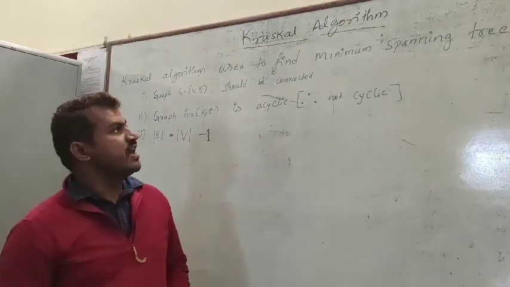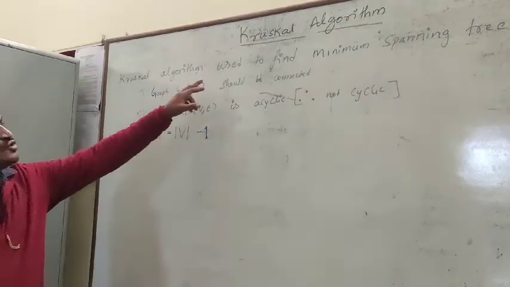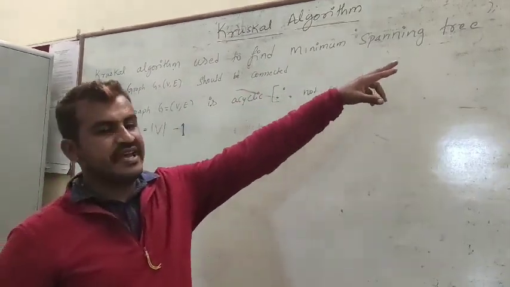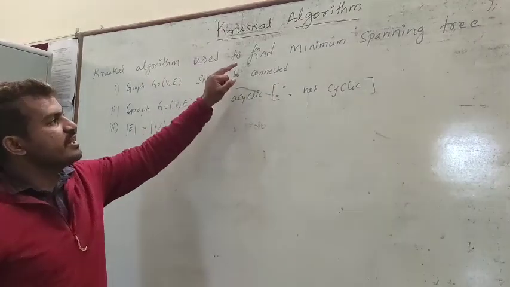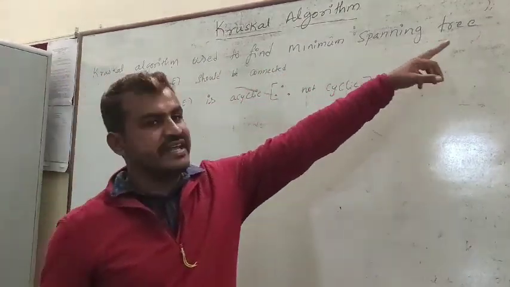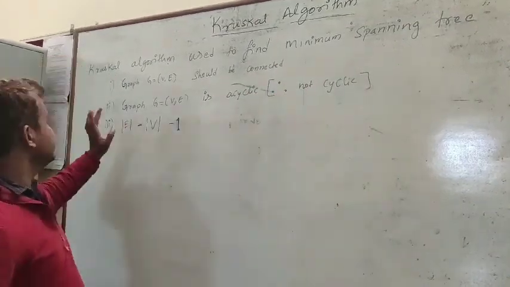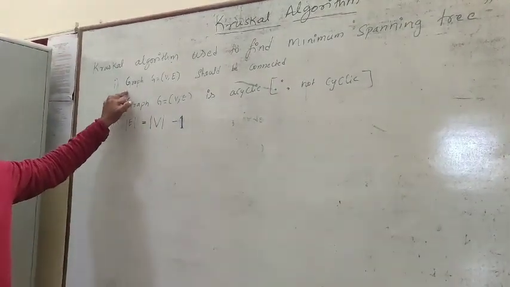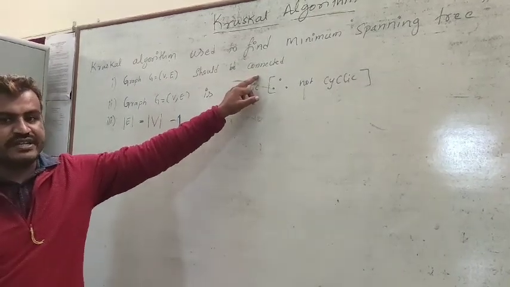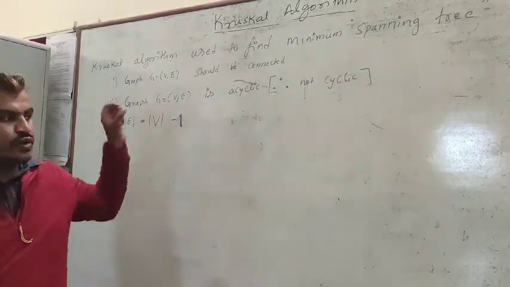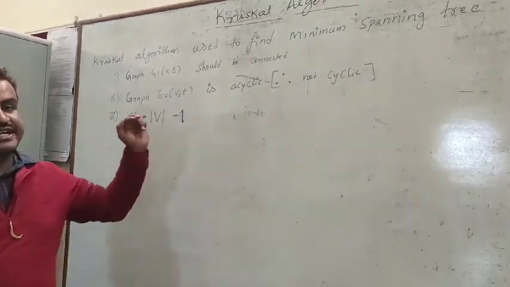Topic is Kruskal algorithm. Kruskal algorithm is used to find the minimum spanning tree. I'll tell you once again: Kruskal algorithm is used to find the minimum spanning tree. The condition of the minimum spanning tree says the graph should be connected. Graph should be connected means there may be n nodes, and all nodes must be connected.